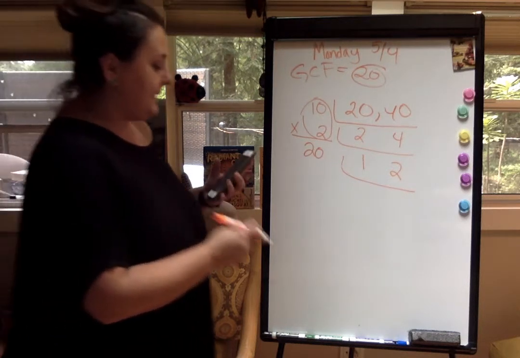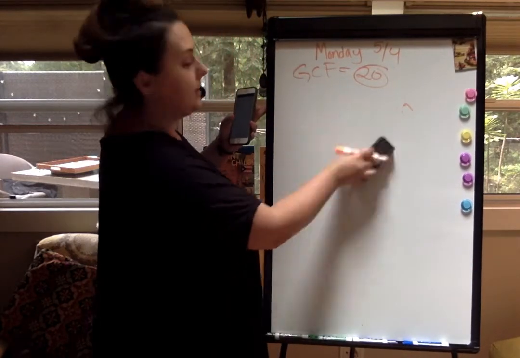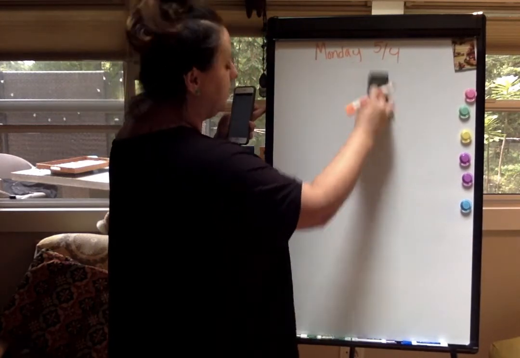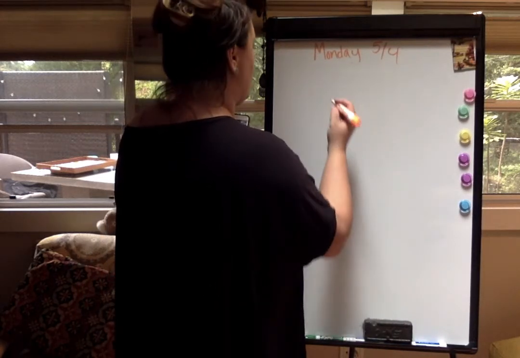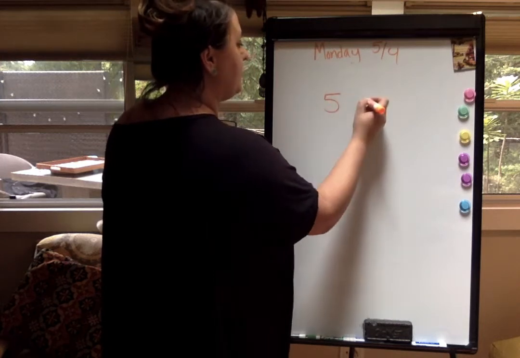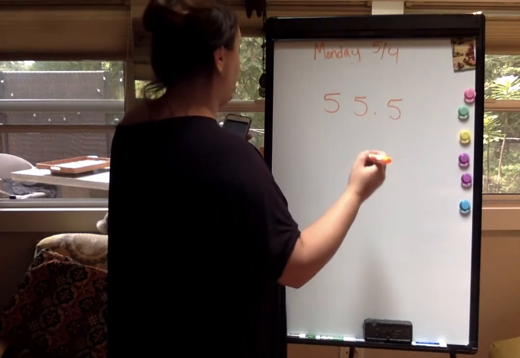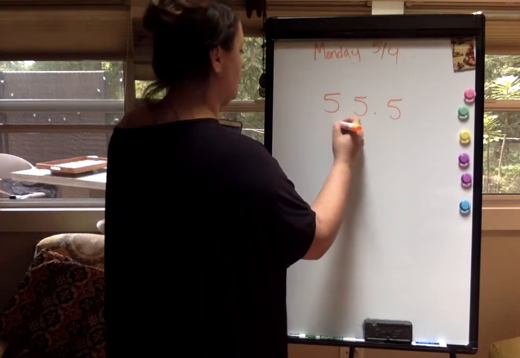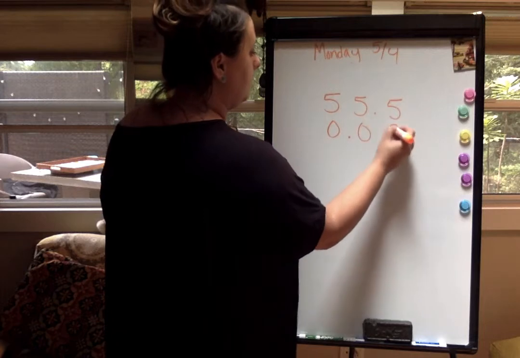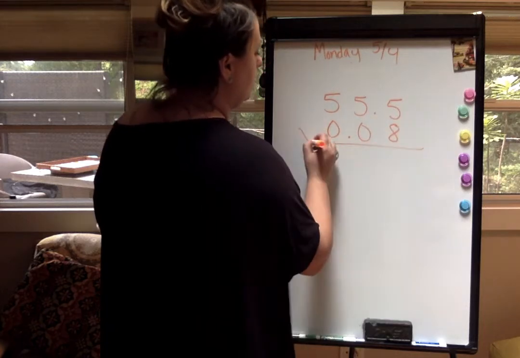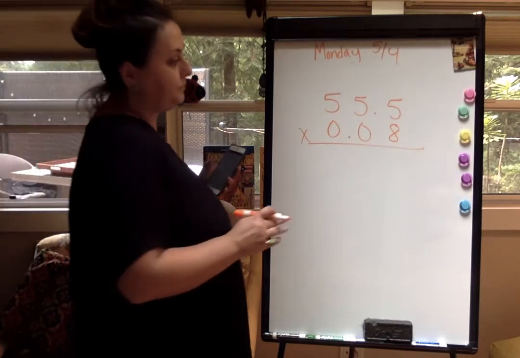Okay, next is multiplication of decimals. We've been working on this a lot. So we've got, I'm going to write my numbers nice and far apart. I'm going to ignore my decimal point for the most part. Don't worry about your decimals right now. We're going to figure that out later.